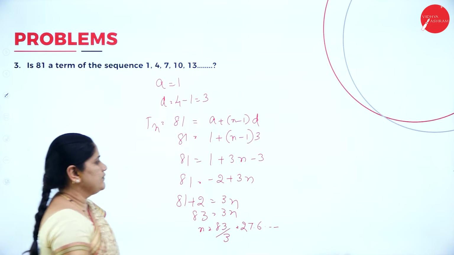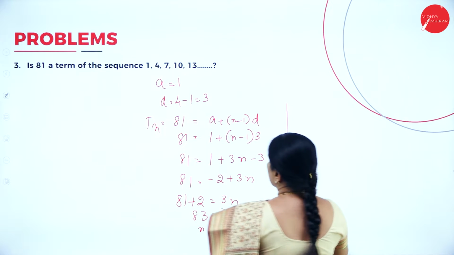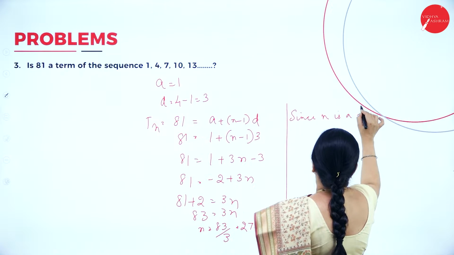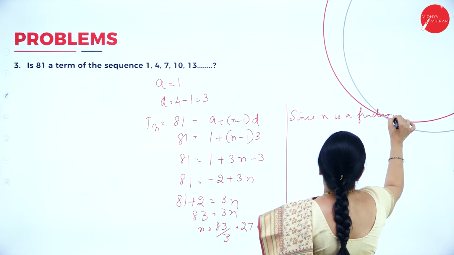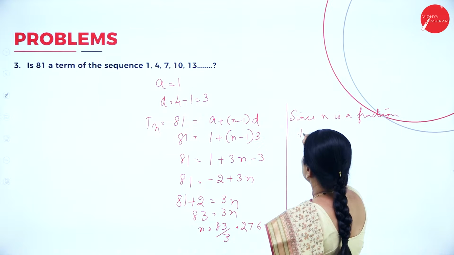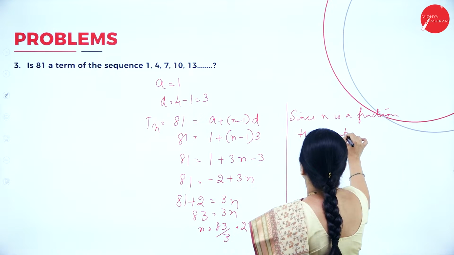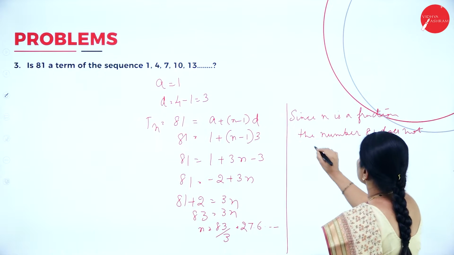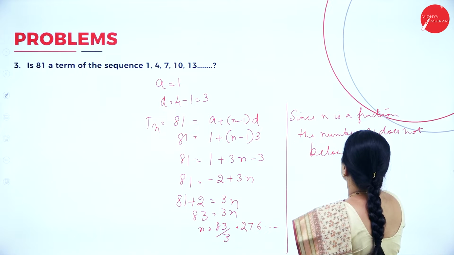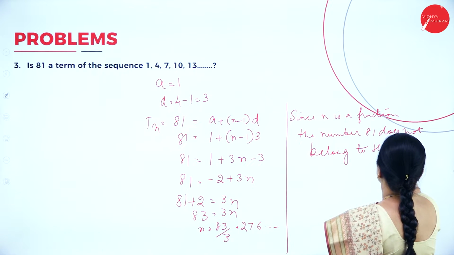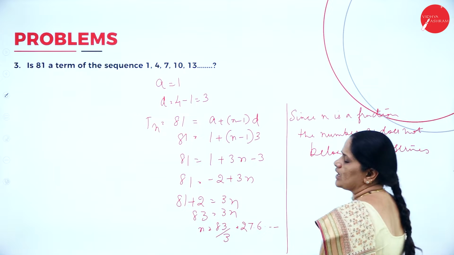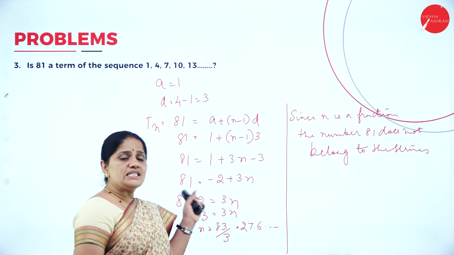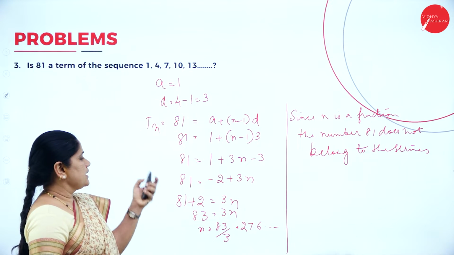So, since we have to write the conclusion here, I'll write here, since n is a fraction, the number 81 does not belong to the series. So, there cannot be any fractions in the nth term. So, we assume that 81 is not a part of this series.